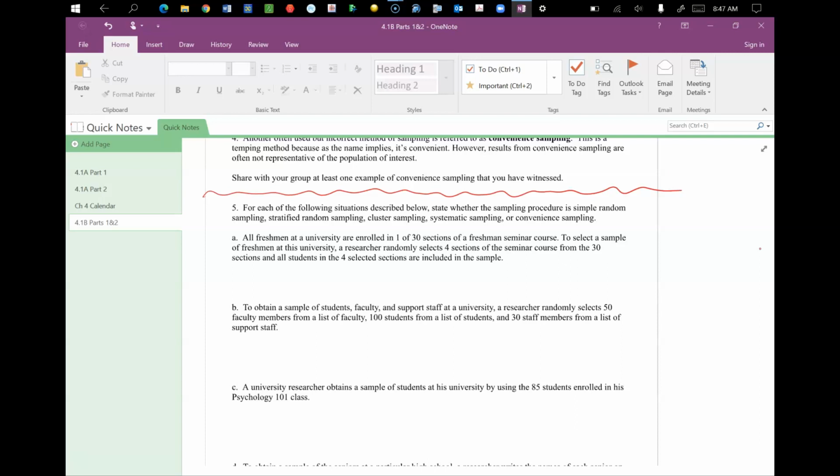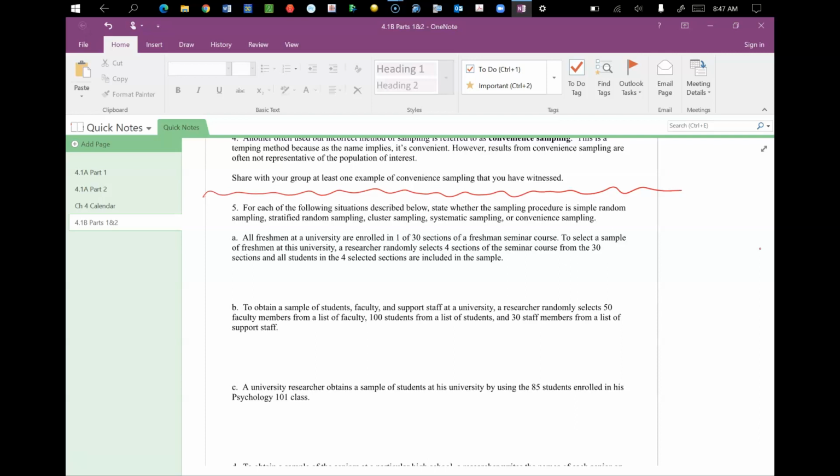So for sake of discussion, let's assume that there are an equal number of students in each of these sections. So let's say there's 100. Okay, so there's a total of 3,000 in the population. If there's an equal number of students in each of the sections, then each student has an equal chance of being selected.